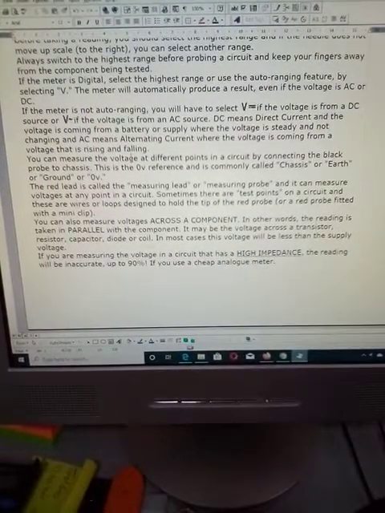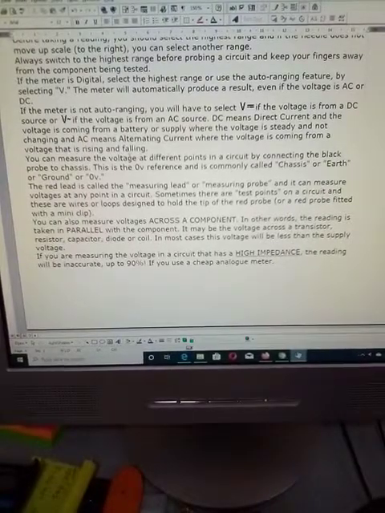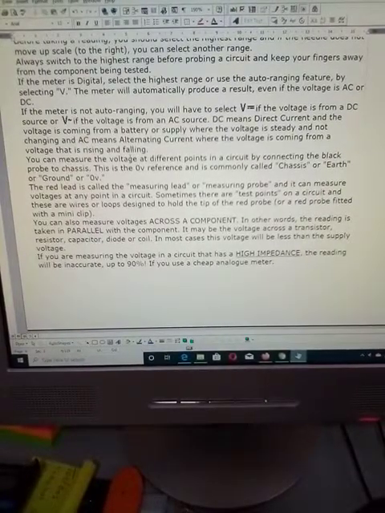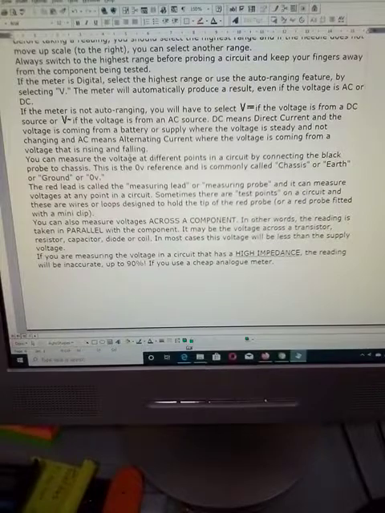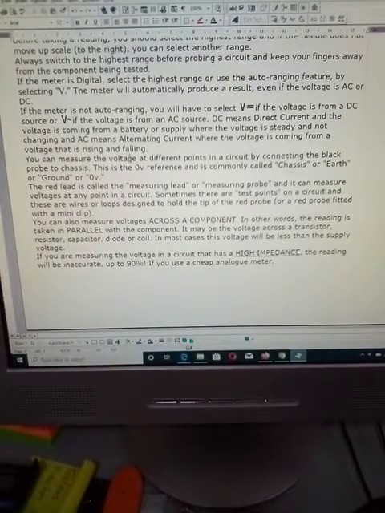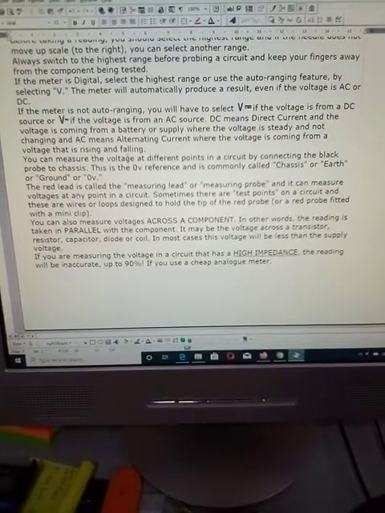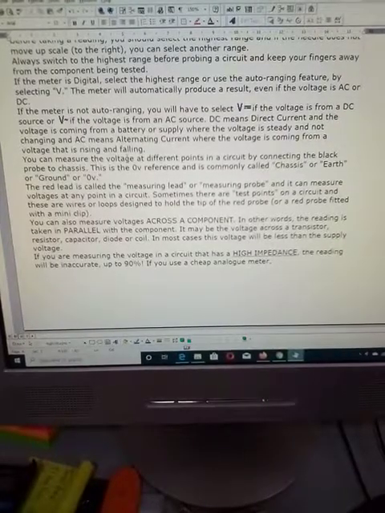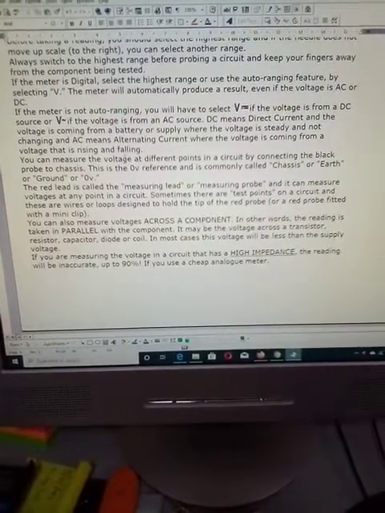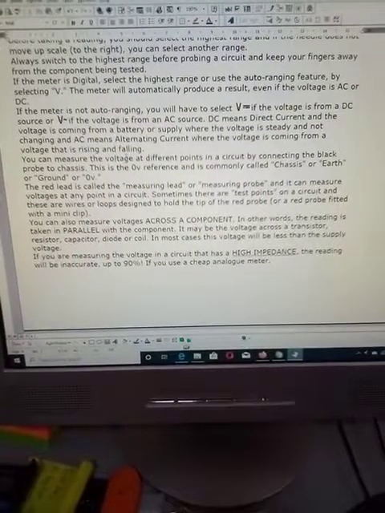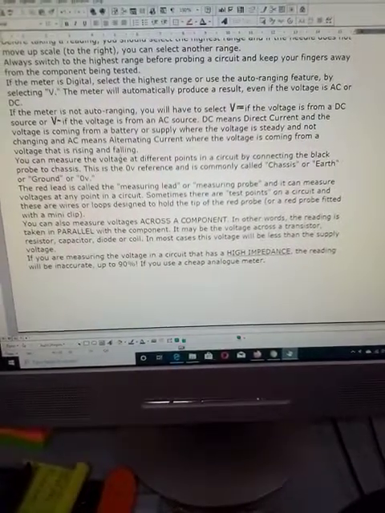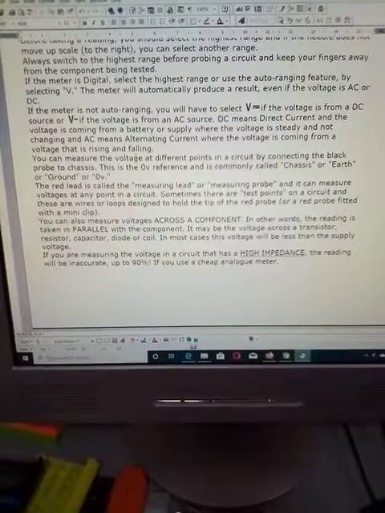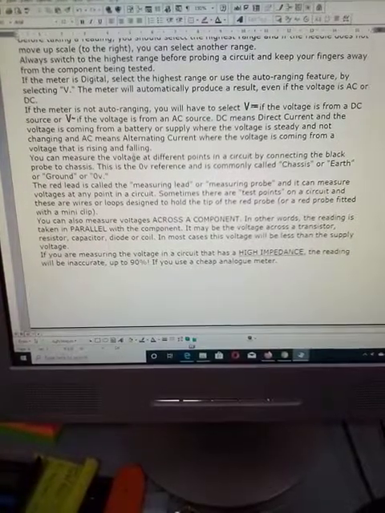Now, if you are measuring the voltage in a circuit that has a high impedance, the reading will be inaccurate by up to 90% if you use a cheap analog meter. And again, as I've said, the recommended meter is GS38 for electrical engineers.